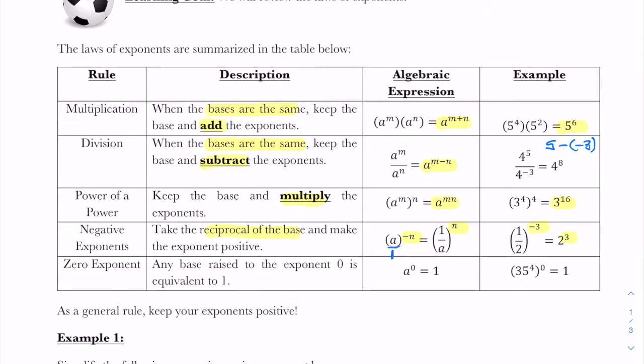And finally, the zero exponent rule. Any base, regardless of what it is, as long as it's raised to the exponent 0, will always equal 1. This is shown here. A to the exponent 0 is 1, and in a numerical example, we have 35 to the exponent 4, all to the exponent 0. Using our rule, that expression will be equivalent to 1. And generally speaking, everyone, please always express final answers using positive exponents only.